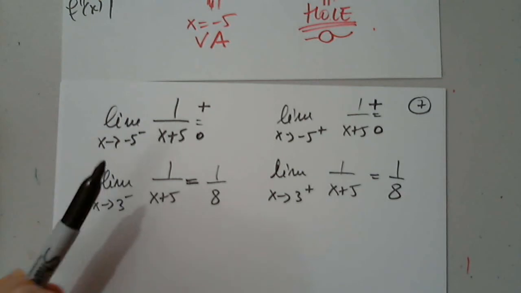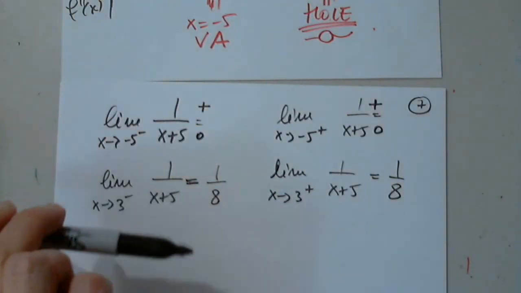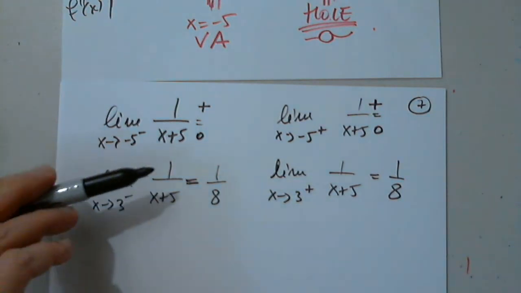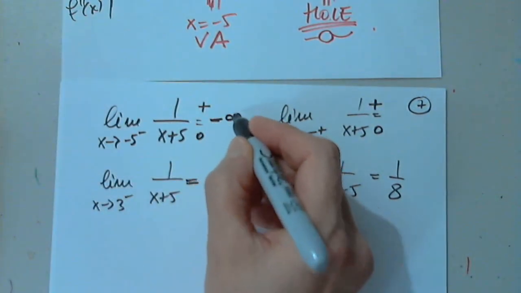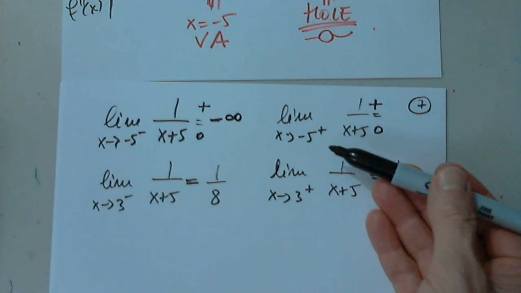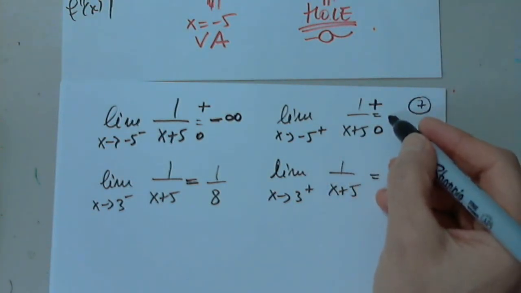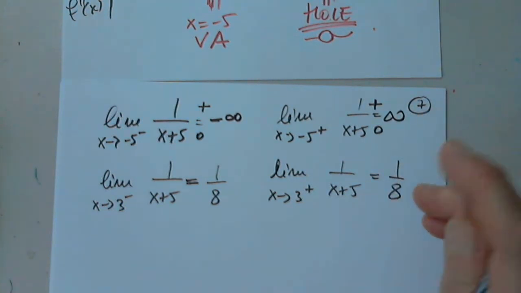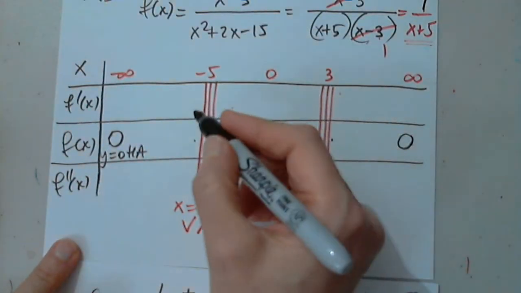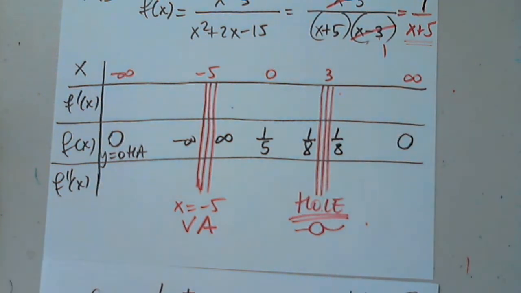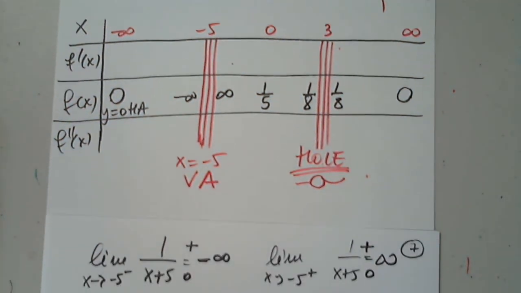So -5 from the left. Negative? Yes, it's -5.1, right? So this will be negative infinity. And here with -4.9, infinity. That's it. I found something. I have to put them in the table immediately. Now I'm ready to differentiate.